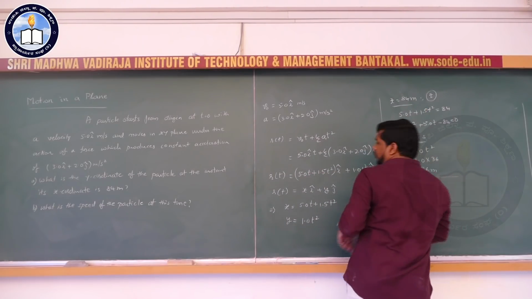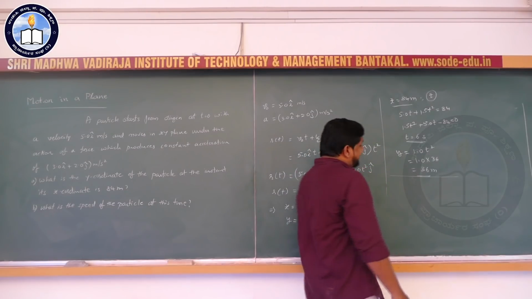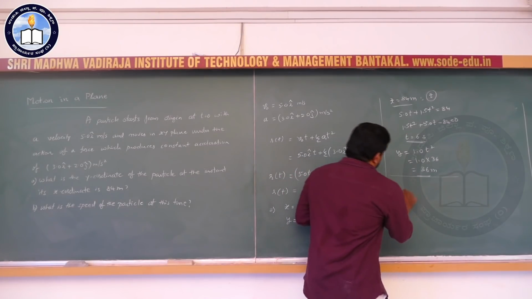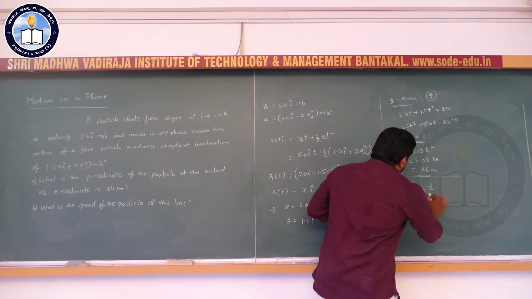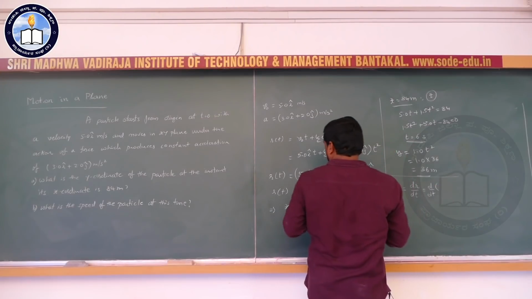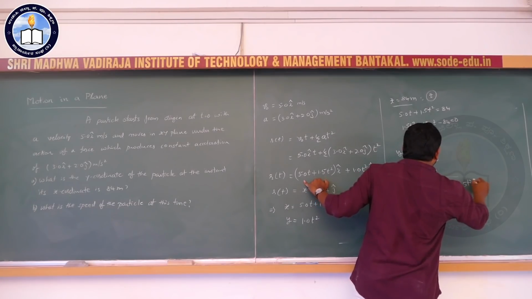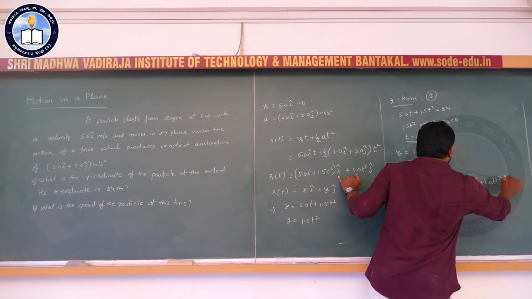So this is about the first part. In the second part, what is the speed of the particle at this time? What will be the speed of the particle at that time? Speed v is equal to the magnitude of dr by dt. We know that d by dt of r, given that r of t is 5.0 t plus 1.5 t square into i cap plus 1.0 t square j cap.